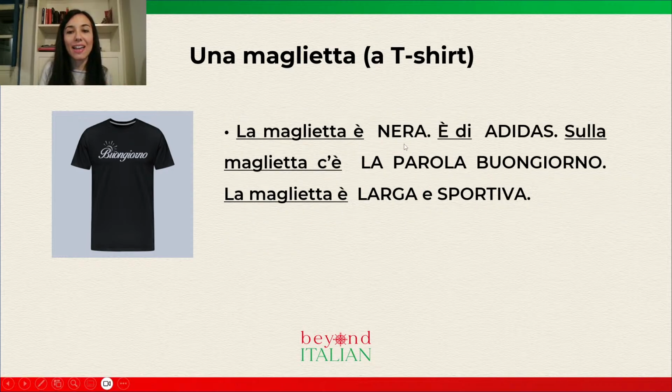La maglietta è nera. È di Adidas, so it is by Adidas. Sulla maglietta c'è la parola buongiorno, the word buongiorno. La maglietta è larga e sportiva. Again, with simple sentences, we build our description. We build sentences with the words and expressions that we acquired and memorized in the first 2 phases of this method.